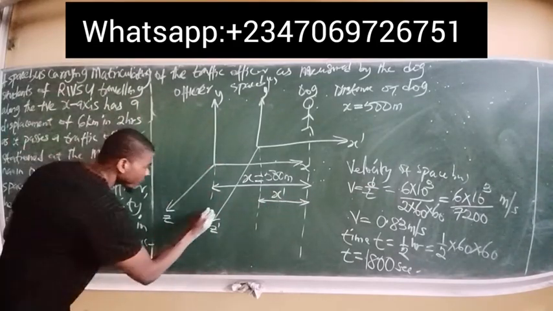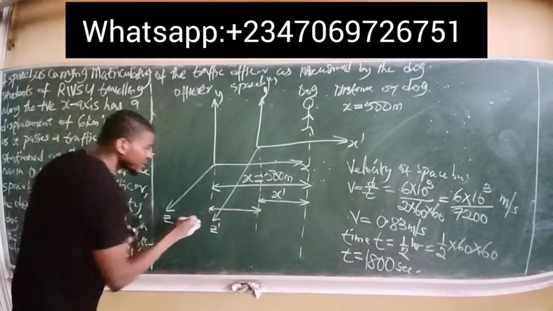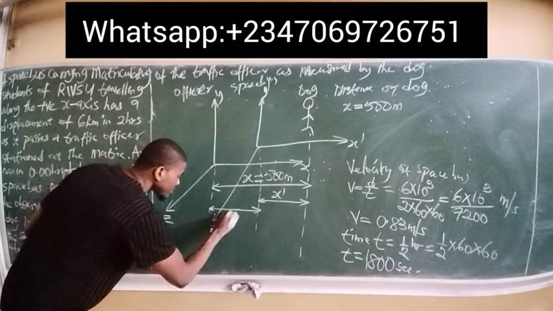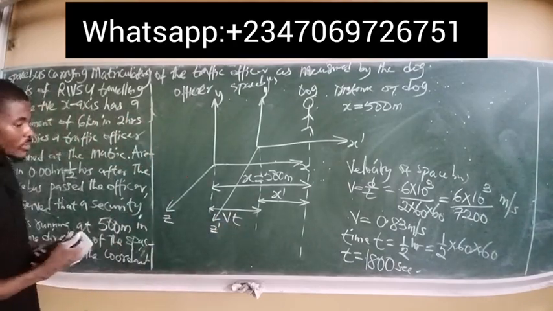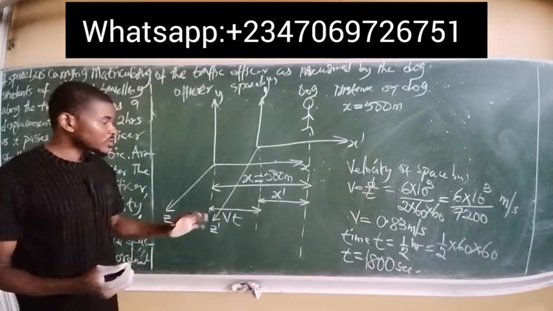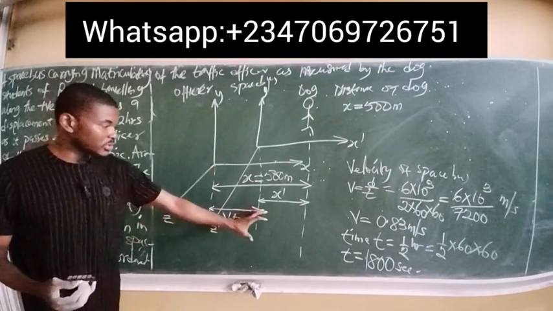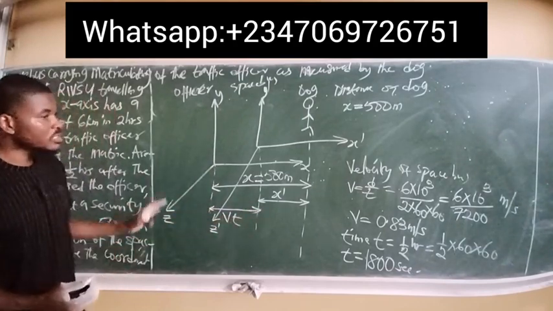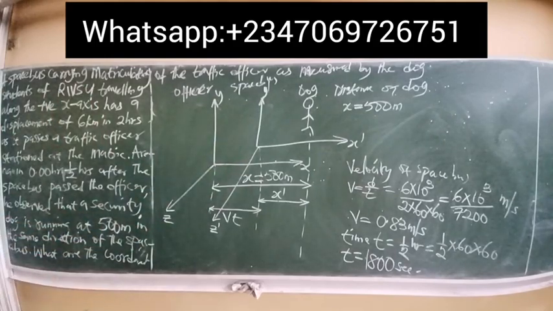Meanwhile, the distance from the origin of the officer to the origin of the space bus itself is given as a product of the velocity of the space bus times the time, so we simply have vt. That gives us the distance between the origin of the space bus and the officer. So this is the whole information given in the question, and it can be presented as that.